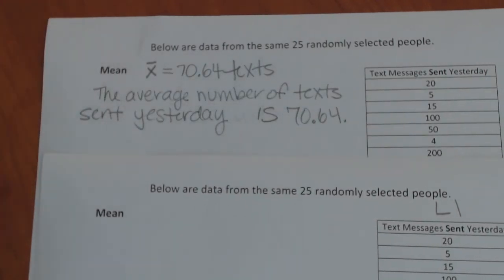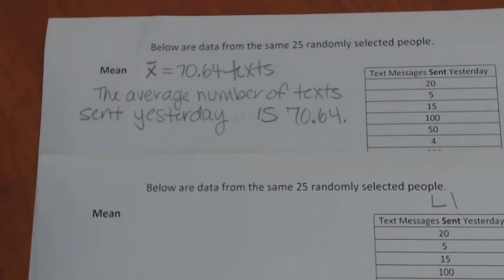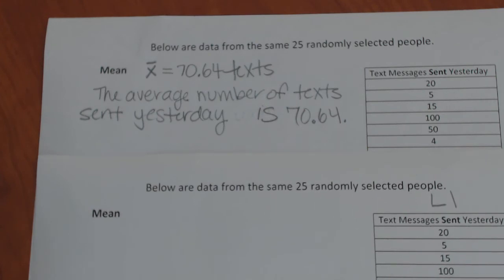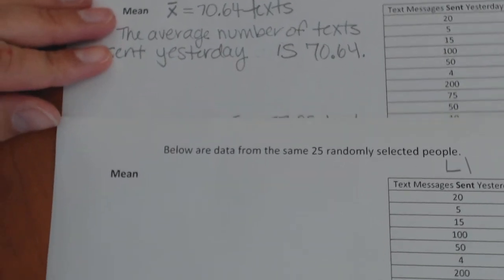Okay, so what does it mean? We have to tell what it means in context. Well, the average number of texts sent yesterday is 70.64, and that's it. Okay, from there, now we have our measure of center.